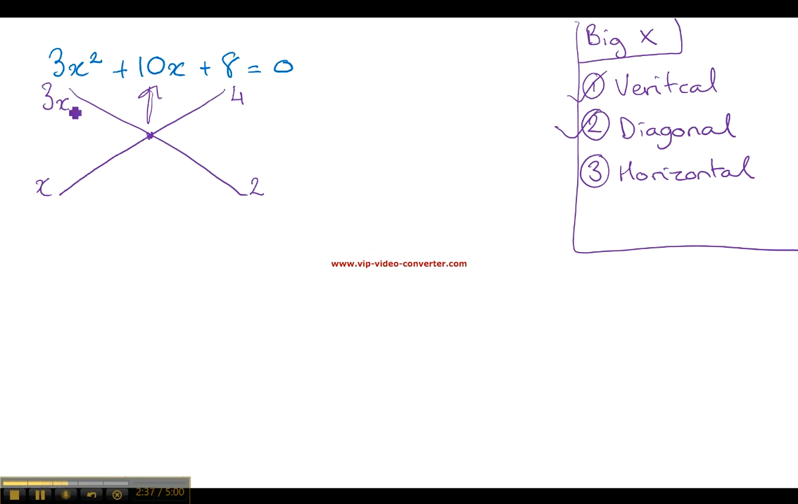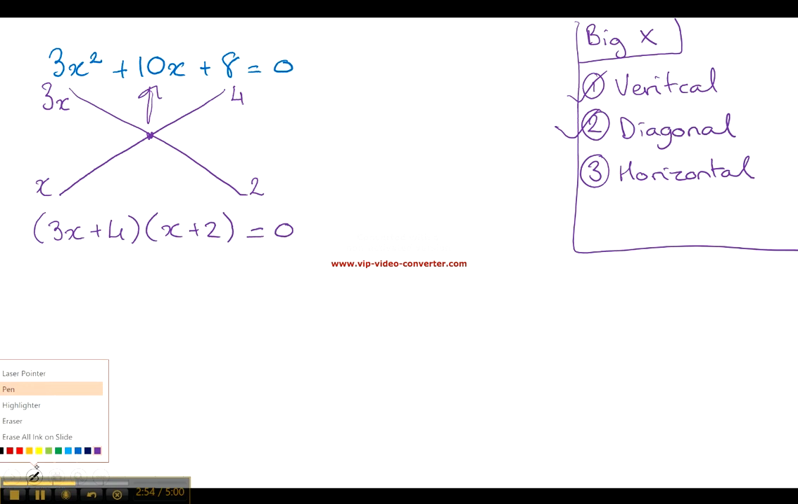And then horizontal. We work horizontally along the X, and that's how we write our answers down. So we get 3x plus 4 times x plus 2 equals 0. And that's our two groups for this equation. That's how we group it, how we factorize the equation. We've done that. Now let's solve it.